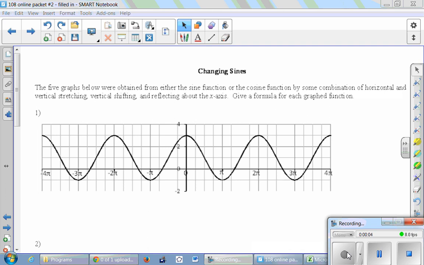The 5 graphs below were obtained from either the sine function or the cosine function by some combination of horizontal and vertical stretching, vertical shifting, and reflecting about the x-axis. Give a formula for each graphed function.